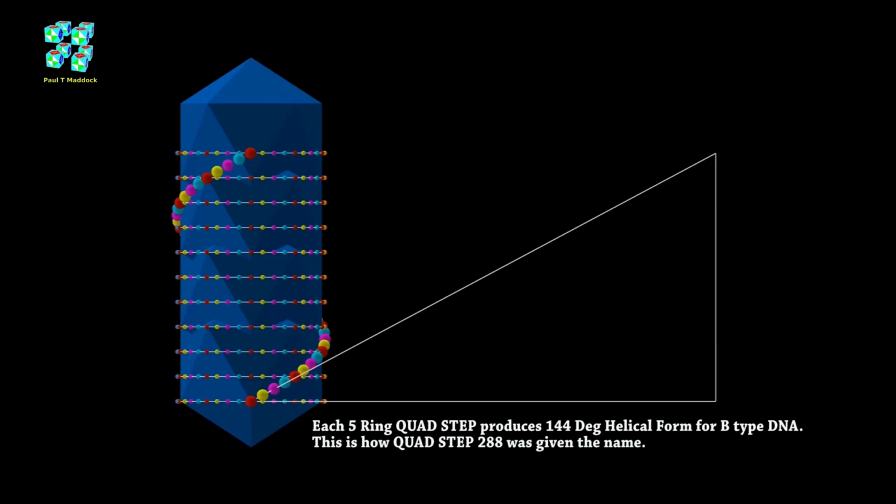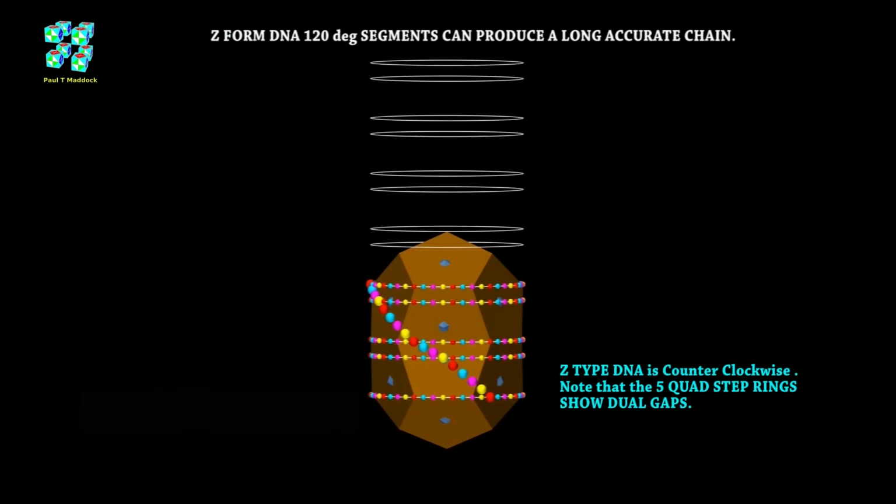Okay, so that's A DNA and B DNA. I think I'd better show you Z DNA as well. Now you can see that the Z DNA is a lot different. It shows 5 rings, but the rings have got dual gaps. That's why it's called Z DNA.